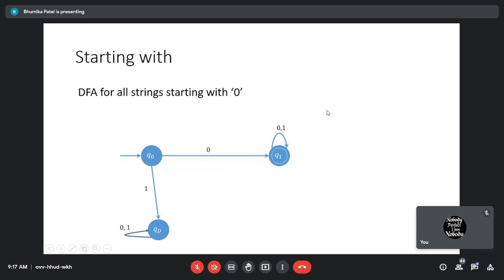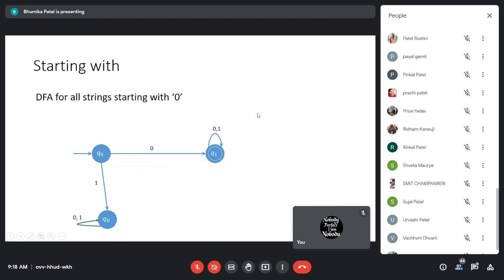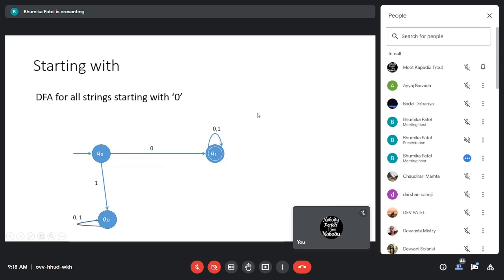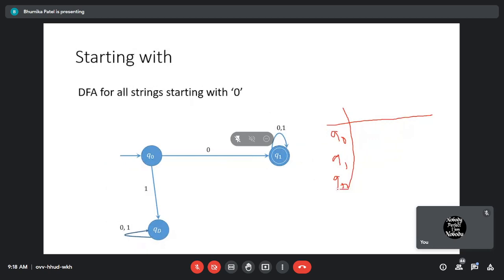How many states are there? 3. Okay, so you have to draw like this, row and column. On the column you have to write, on the row you have to write each and every state: Q0, Q1 and QD. Clear? Is it visible? Yes, ma'am. Okay, on the column you have to write the symbols, that is 0 and 1.